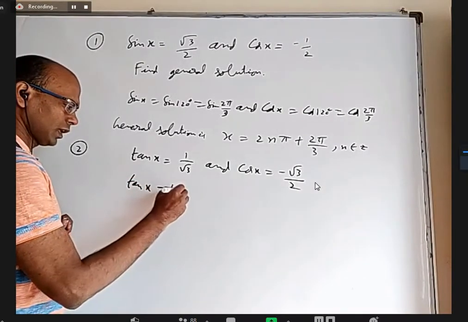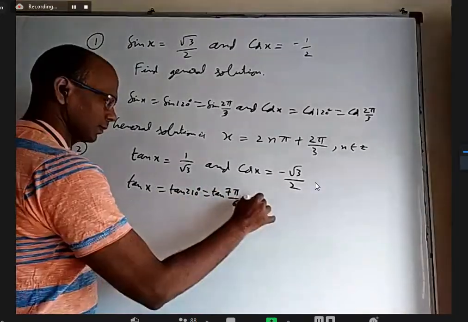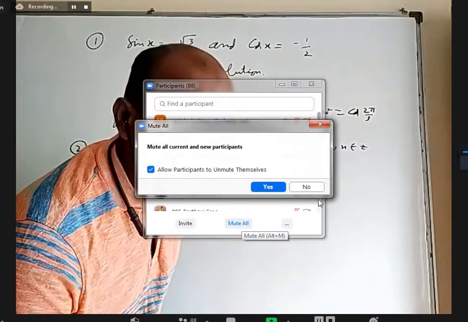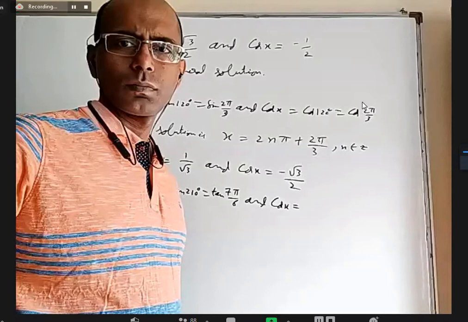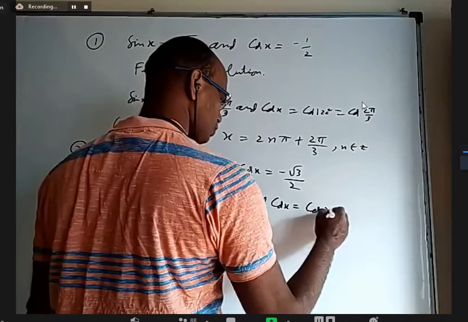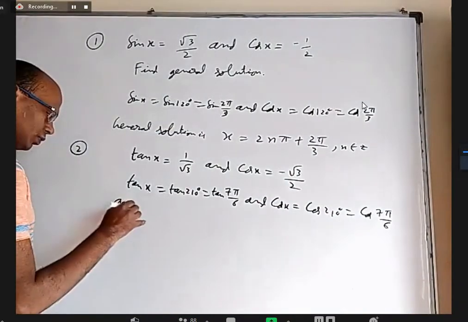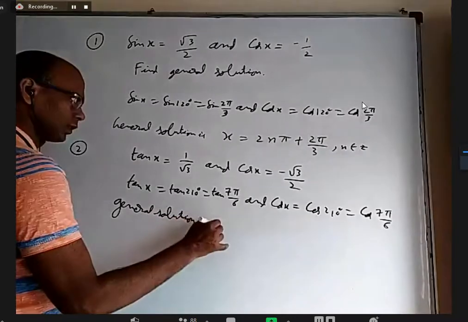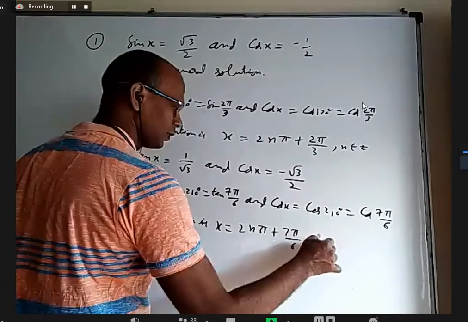Tan x equal to tan 210 degrees, and in radians it is 7 pi by 6. And cos x is equal to cos 210 degrees, which is cos 7 pi by 6. So the general solution: x is equal to 2n pi plus 7 pi by 6, n belongs to Z.